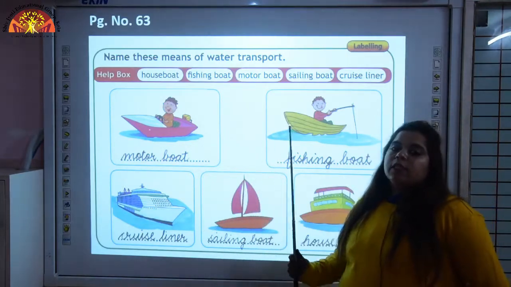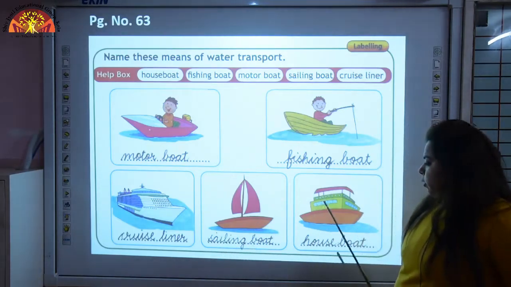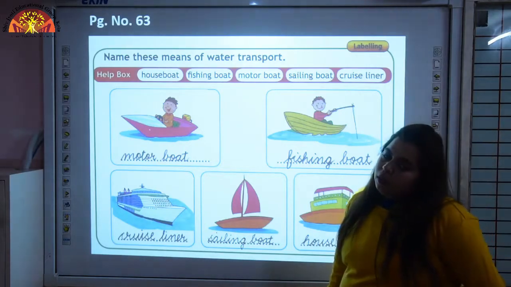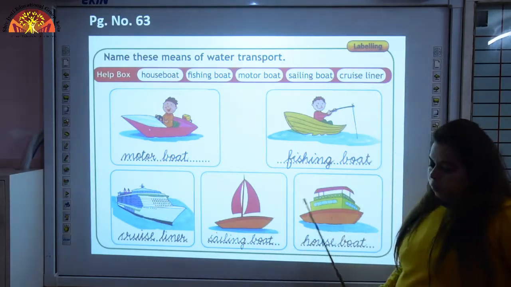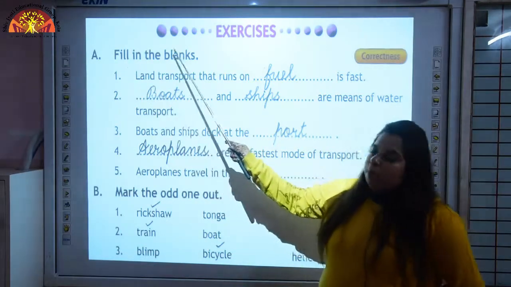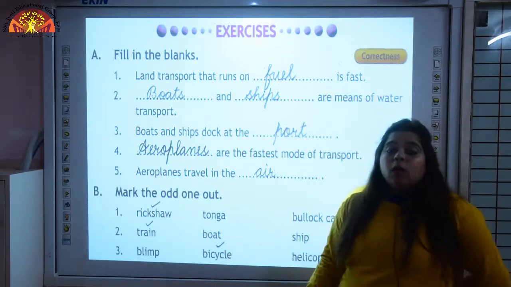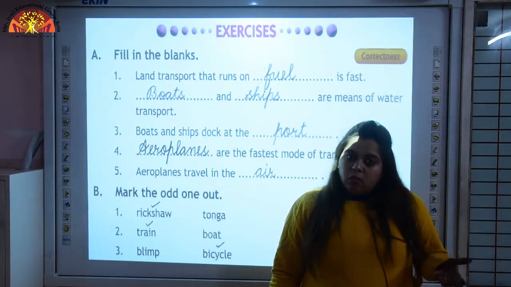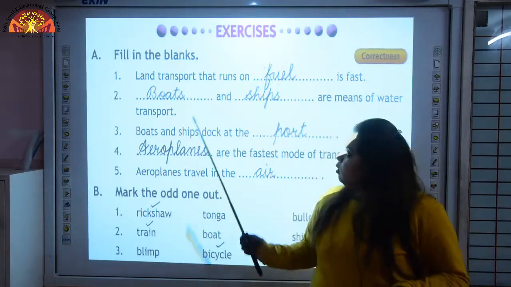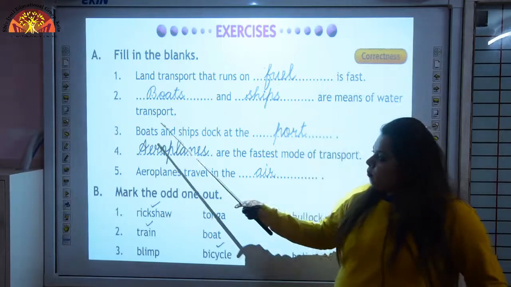This is a picture of a sailing boat. So what will we write over here? Sailing boat. It is a picture of houseboat. So what will we write, children, over here? We will write houseboat over here. Now let's switch to next. Fill in the blanks. First, land transport that runs on dash is fast. Now some are slow, some are fast. Slow are Tonga and bullock cart, and fast are those that run on fuel. So land transport that runs on fuel is fast.